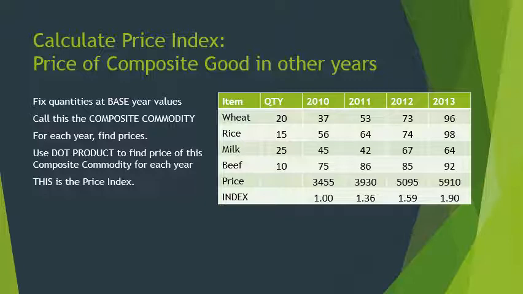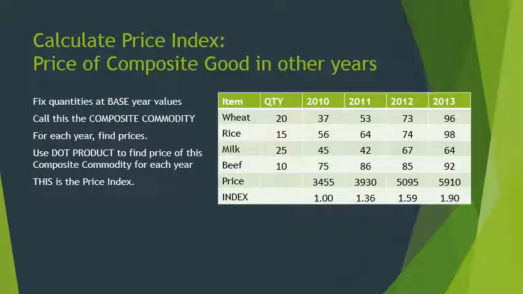We determine a quantity, which is a set of amounts purchased in the base year. I just use 4 commodities for the sake of illustration: wheat, rice, milk, and beef. Let's suppose that the quantities are set to be 20 tons of wheat, 15 tons of rice, 25 tons of milk, and 10 tons of beef. This is all of the commodities that were sold in the base year in a certain small economy.